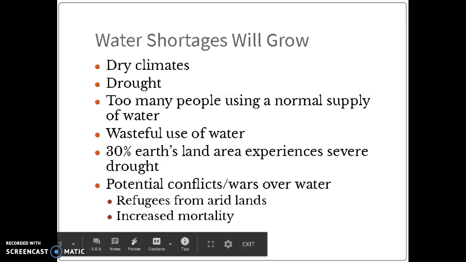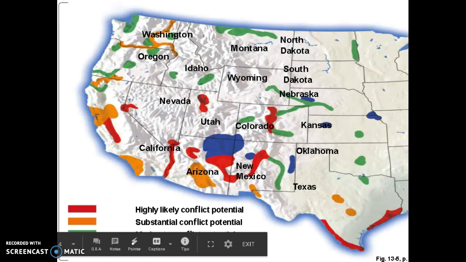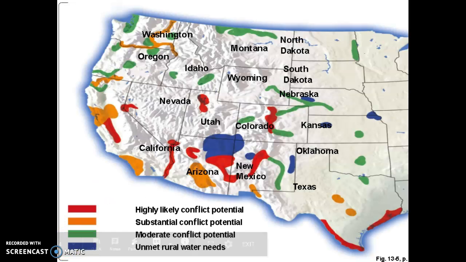And like Los Angeles, they bring their water in from a very long way away because they don't have a fresh water supply near them to make it all work. So the red is areas with highly likely conflict potential over the water. Orange is substantial conflict potential. Green is a moderate conflict potential. And in the blue, there are unmet rural water needs. So they have water needs that are not being met in those areas.